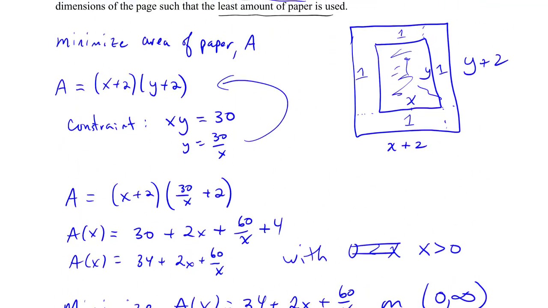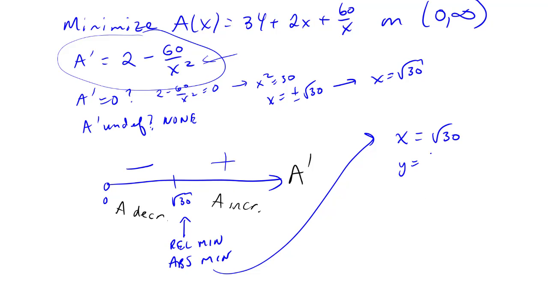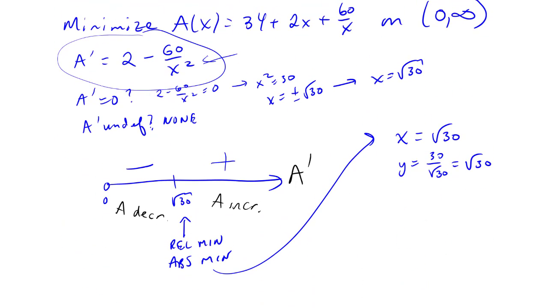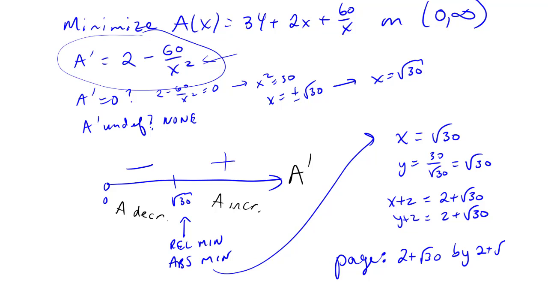Realize y was 30 over that. So y is also the square root of 30. And that's not the dimensions of our page. Our page is actually x plus 2 by y plus 2. So x plus 2 is 2 plus the square root of 30. Y plus 2 is 2 plus the square root of 30. So the page should be 2 plus the square root of 30 by 2 plus the square root of 30. That's not surprising that if we're going to maximize our use of the paper, we should make it square.